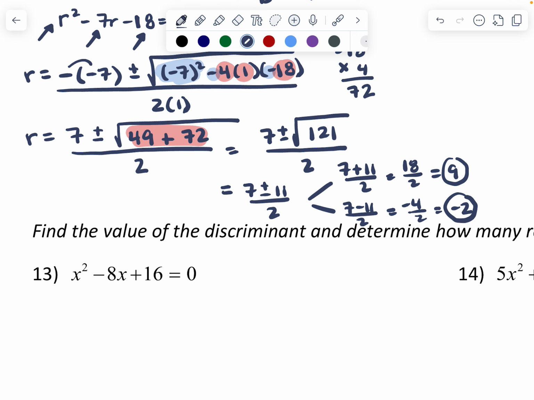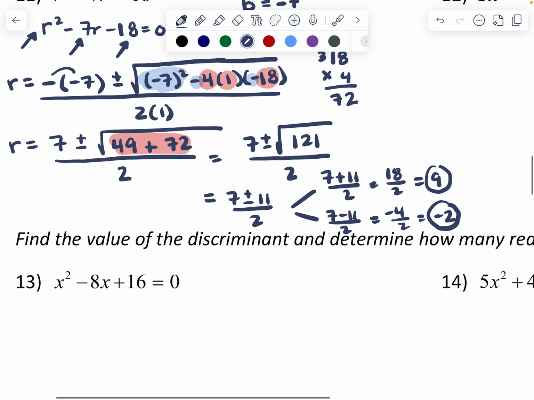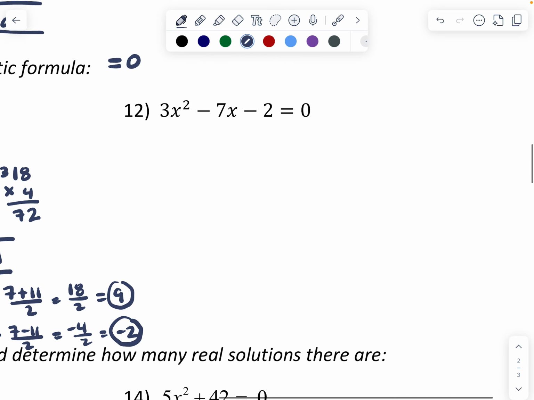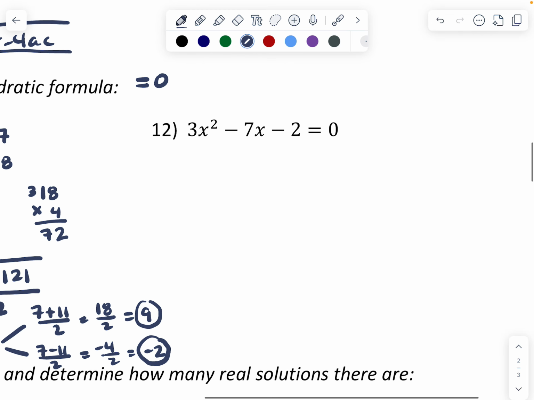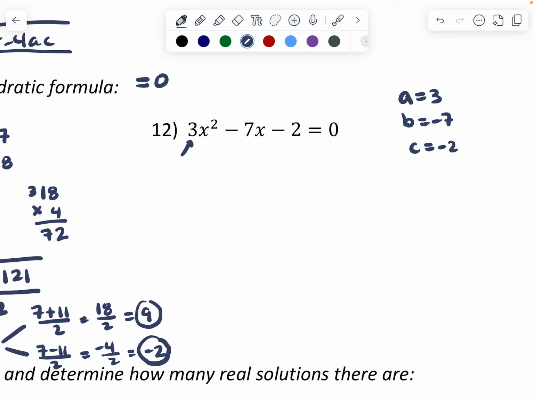And I saw many of you did this in class today and you did a great job on it, so good job. Okay, number 12. Okay, so it's equal to 0. Let's label our A, B's, and C's. A equals 3, B equals -7, and C equals -2. Remember, A, B, C. Okay?